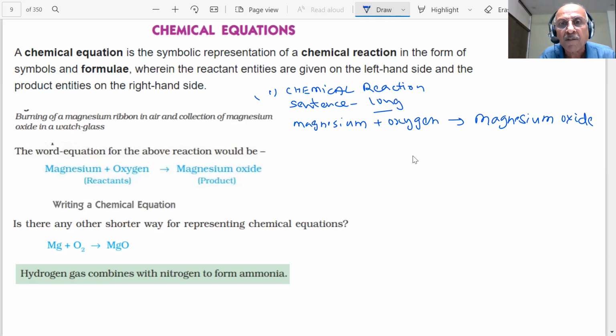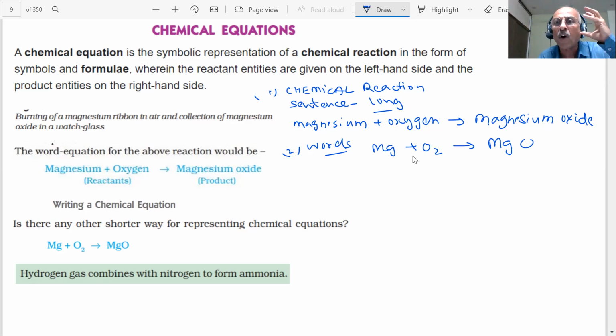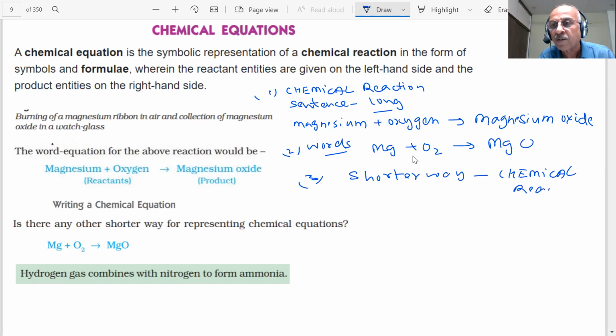Can we represent it in the form of words, students? If I use words, I can say magnesium is reacting with oxygen to form magnesium oxide. So a chemical equation is a symbolic representation of a chemical reaction in the form of symbols and formulas. So this is a shorter way of representing a chemical reaction. We will use the formulas of the reactants and the products to write the equation.